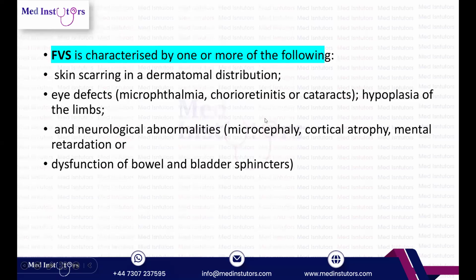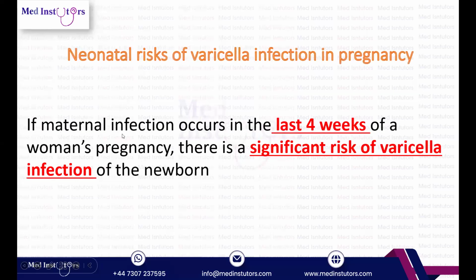Neurological abnormalities, small head, cortical atrophy, mental retardation, and even dysfunction of the bowel and the bladder sphincters. So these things we have to determine via detailed ultrasound. Okay, is that clear? All right. So this was when she was carrying the pregnancy. But what occurs once a baby has been delivered? How about neonatal risk of getting varicella viral infection in pregnancy?